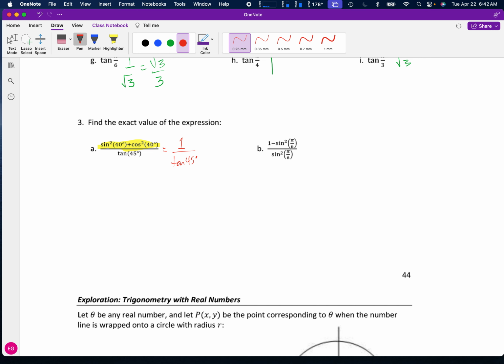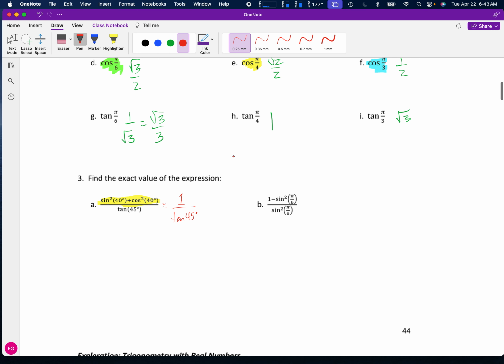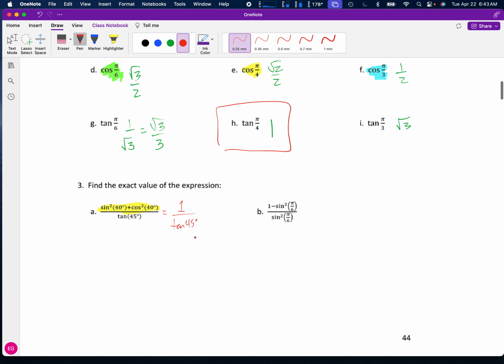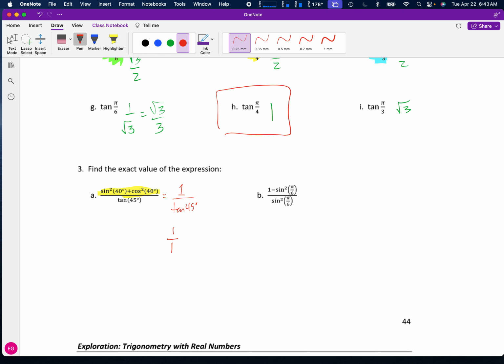There are lots of ways of figuring this out, but essentially we just figured out that tan of 45 is going to equal 1. So this is just going to be 1 over 1, which is 1. I also just want to point out that we could have written this as cotangent 45 because 1 over tangent is cotangent. And we would have ended up with the same exact answer, just so you know.